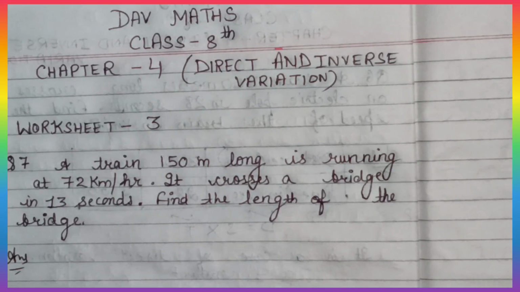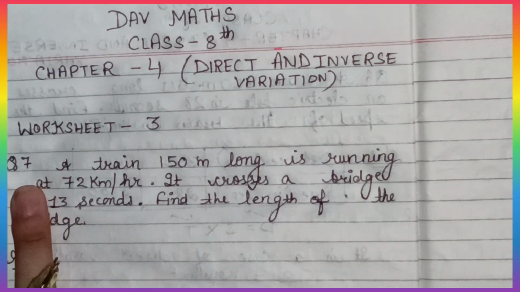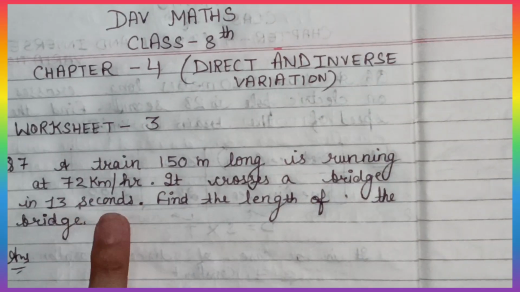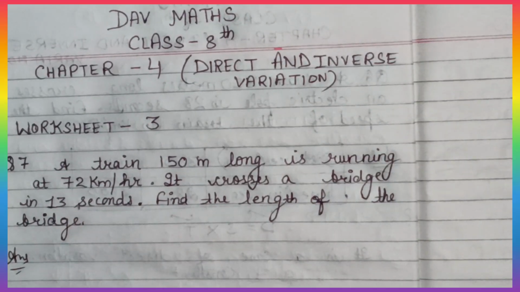Today we are doing DAV Maths class 8 chapter 4, direct and inverse variation, worksheet 3, question number 7. Our question number 7 is: a train 150 meter long is running at 72 km per hour. It crosses a bridge in 13 seconds. Find the length of the bridge.